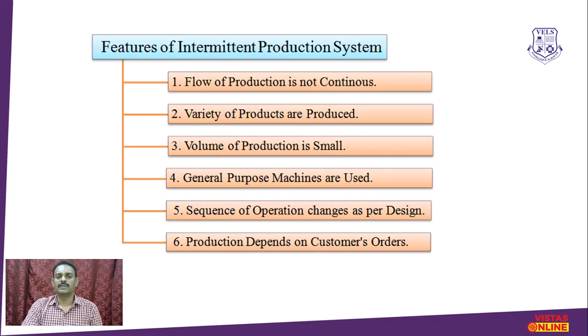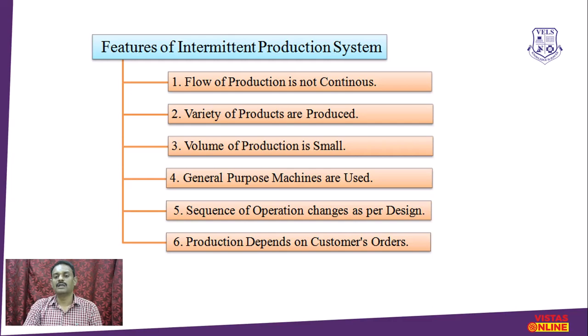The features of the intermittent production system. The flow of production is not continuous because they start the production and then halt or stop it. After some time they start the production again, depending upon the orders received. A variety of products is also possible to produce in the intermittent production system, and the volume of production is low. General purpose machines are used, and the sequence of operations changes as per the design. So for the orders given by the customers, the design can also be changed on an immediate basis in the intermittent production system.